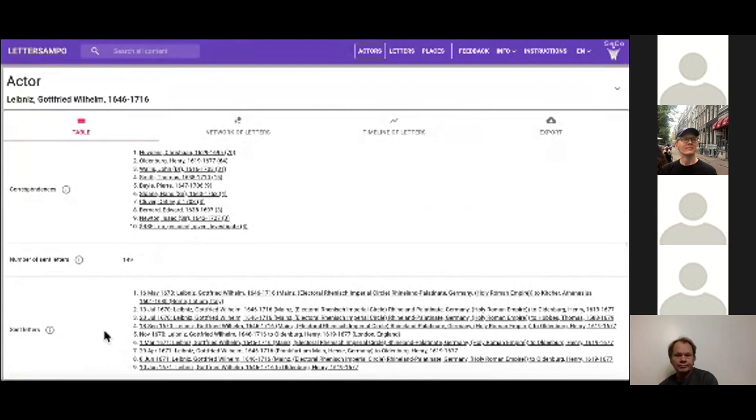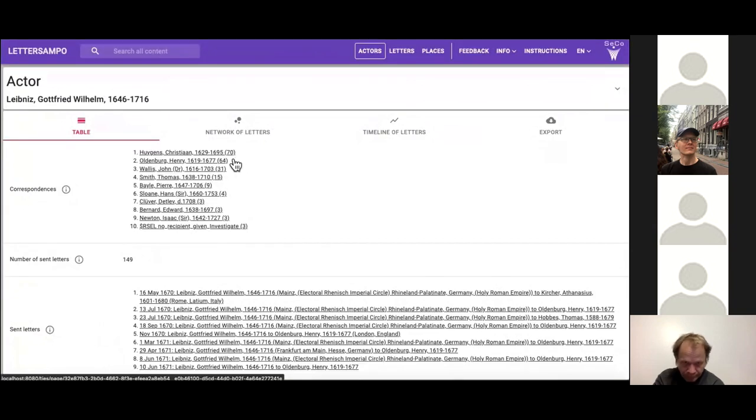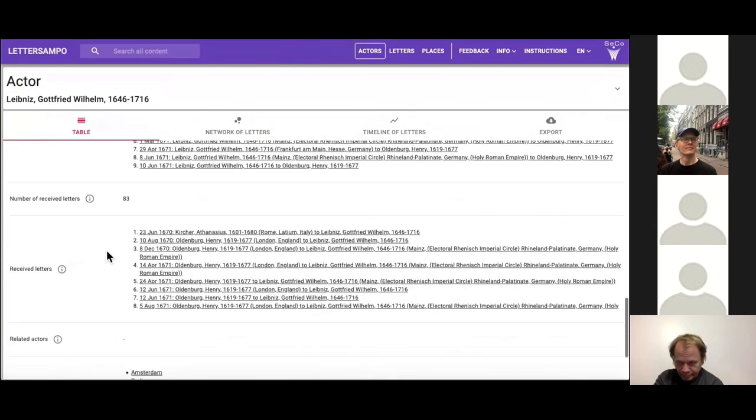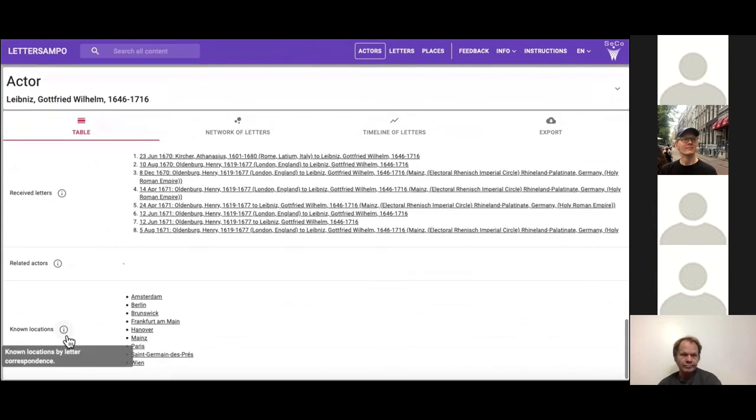In spite of this, analyzing an incomplete letter collection by distant reading can give novel insights to the researcher and collection manager, and suggest topics of interest for further close reading. The first person on the list is Christian Huygens, with whom he has sent 70 letters, as far as the data can tell us in this case. There are also detailed lists of all letters sent or received by him. The last result on this page shows a list of places he has been active, based on data about sending or receiving letters.